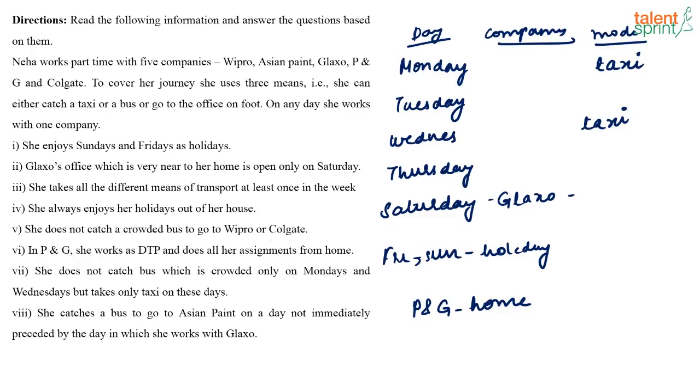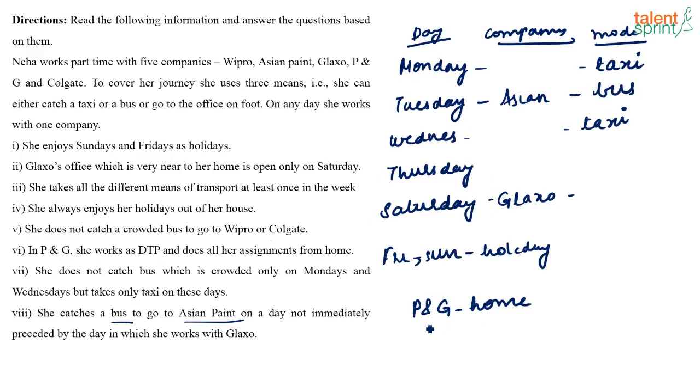Now next, what are they saying? She catches a bus and goes to Asian Paint on a day not immediately preceded by the day in which she goes to Glaxo. So she is going to Asian Paint by bus. So either she has to go on a Thursday or on a Tuesday, correct? Here they have very clearly given she is not going to Asian Paint on the working day just before she goes to Glaxo. So obviously where has to be Asian Paint? This has to be Asian Paint, and she is going to Asian Paint by bus. Now you are left with these 2 days.